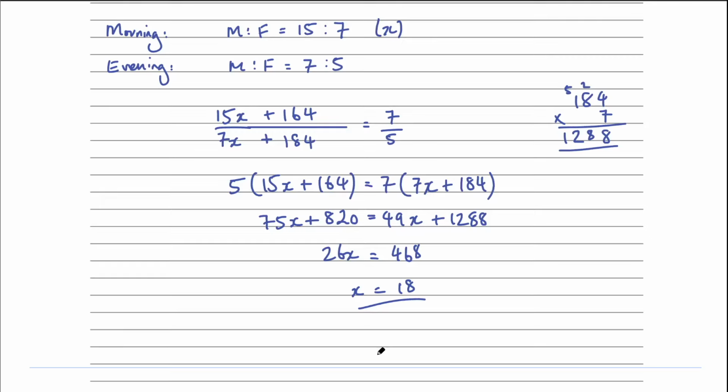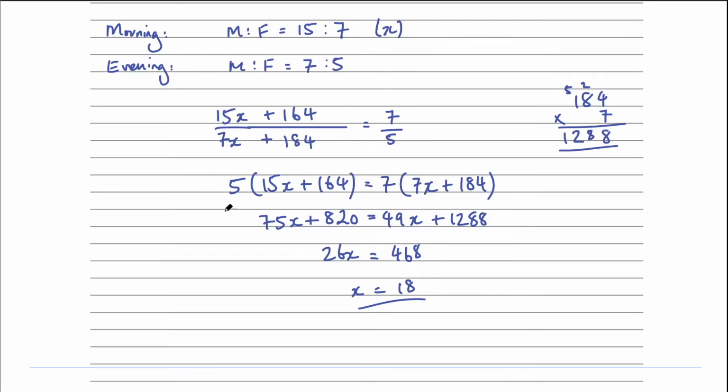Sorry if I'm going into too much detail there, but it is a non-calculator paper, so I do think it's sometimes useful to talk about those non-calculator strategies. However, we get a value of x equal to 18. Remember what x is? It's what we multiplied this original ratio by. So we had 15x was the men in the morning, and 7x was the women in the morning.